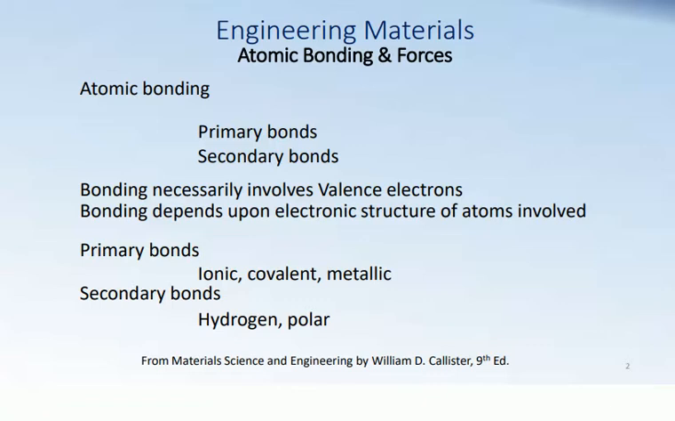Now we will study different types of bondings that are found in solids, that keep these atoms or ions together in the solid. There are two general categories of bondings. One is called primary bonds, second is called secondary bonds. Primary bonds are chemical bonds found in solids, and these bonds have three types. These are ionic, covalent and metallic.